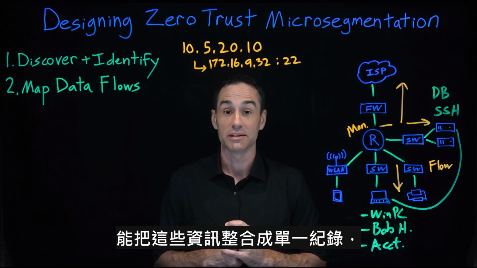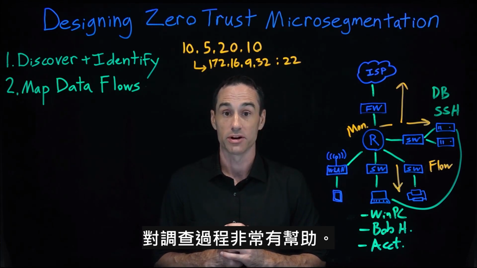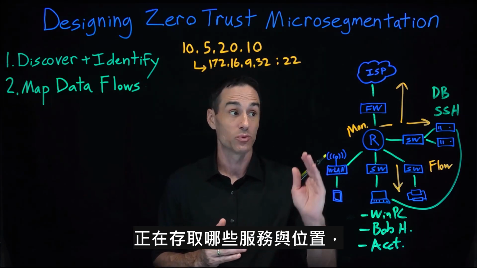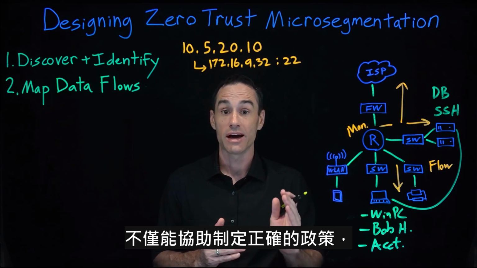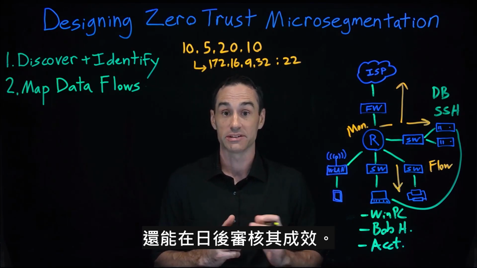Being able to consolidate this information into a single record is immensely helpful in the investigative process. Having insight into which devices and users are accessing which services and where will not only help with building the correct policies, but will help audit their effectiveness down the road.